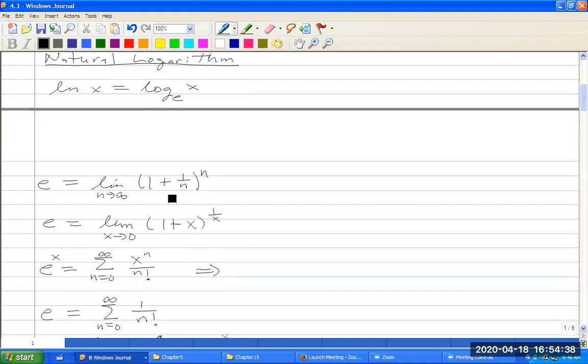Let me recall again what Euler's constant is. So e is just the limit as n goes to infinity of 1 plus 1 over n to the power n. It is the limit as x goes to 0 of 1 plus x to the 1 over x. It is the sum of x to the n over n factorial for n equaling 0 to infinity. Let me just write it out. It is 1 plus x plus 1/2 x squared plus 1/6 x cubed plus 1 over 24 x to the 4, etc.